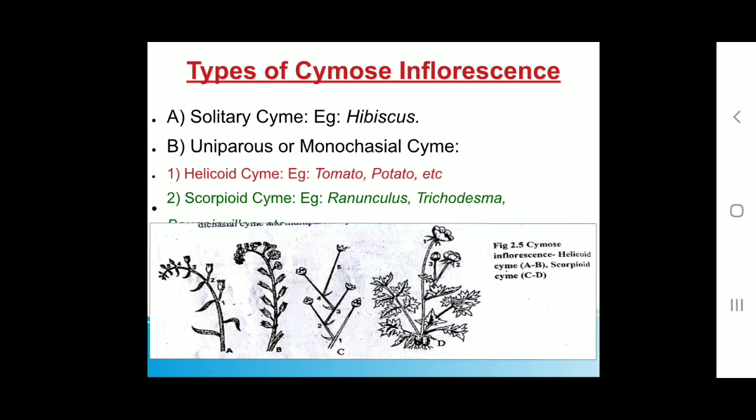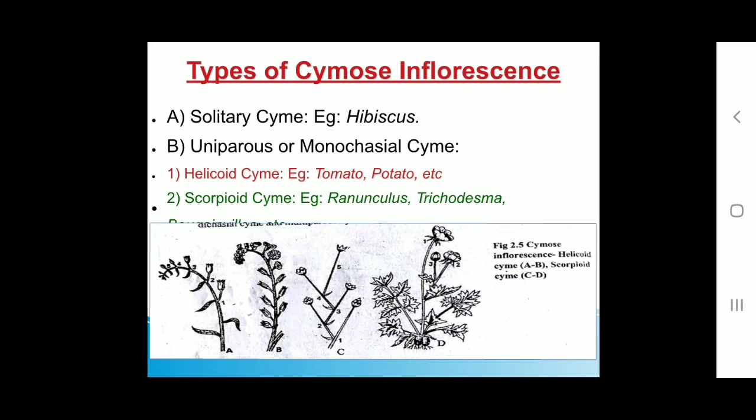So first we see helicoid cyme, which is characterized by, in this type, primary axis ends in a flower. The successive lateral branches are produced on the same side. It gives coiled appearance to the inflorescence and hence called as a helicoid cyme. Example, Hamelia, tomato, potato, etc.